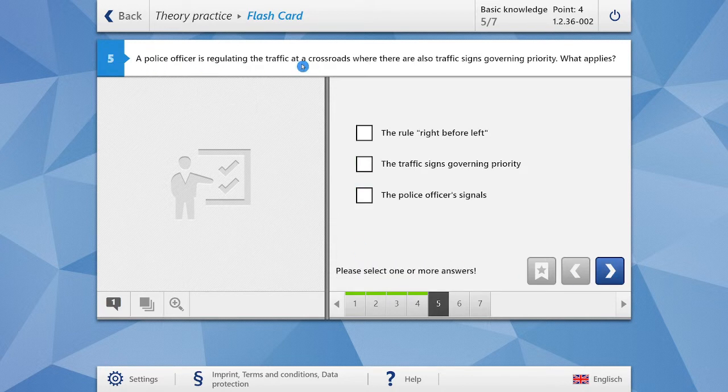A police officer is regulating the traffic at a crossroads where there are also traffic signs governing priority. What applies? The rule right before left? No. The traffic sign governing the priority? No. The police officer. So this is all from the priority pyramid. I'm sure you should have watched my previous video, which is part A of lesson 2.